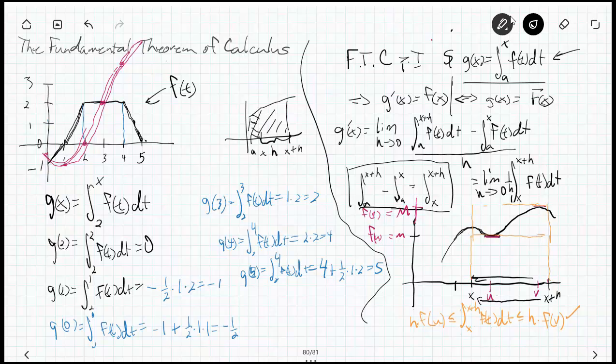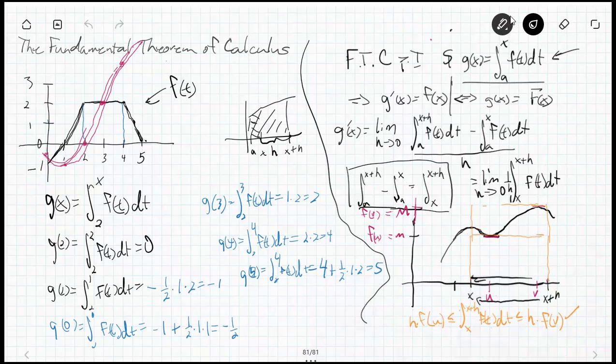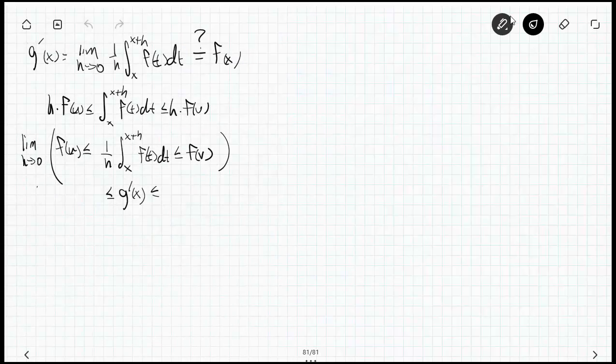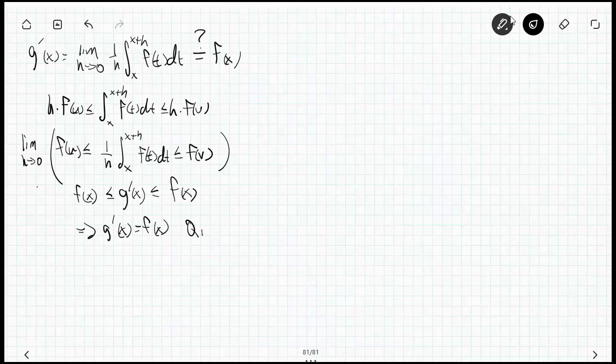Because u and v were defined as being values between x and x plus h, g prime of x is wedged on the left by f of x and wedged on the right by f of x, which by the sandwich theorem or the squeeze theorem implies g prime of x is equal to f of x. And guess what? We just proved the fundamental theorem of calculus part 2. All right, that's the proof.